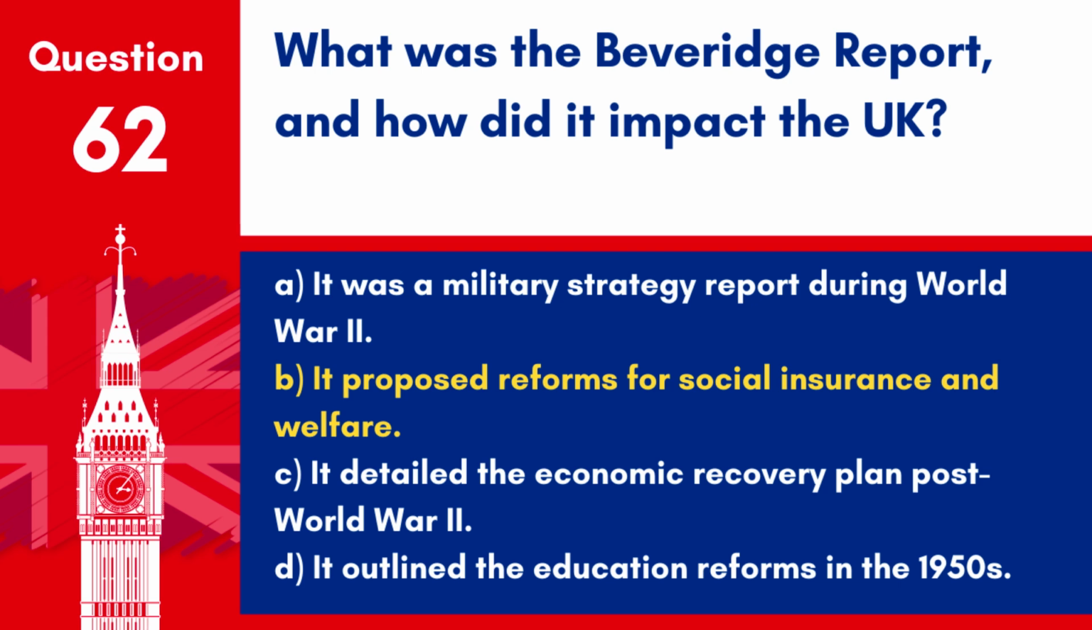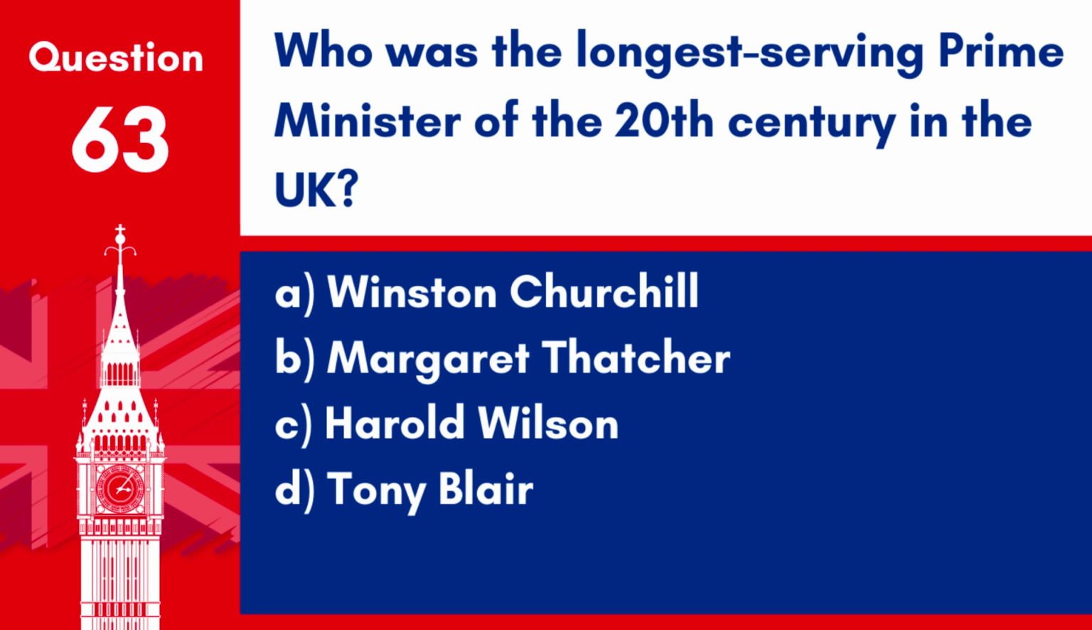Answer: B. It proposed reforms for social insurance and welfare. The Beveridge Report, published in 1942, outlined proposals for a comprehensive welfare state with social insurance, healthcare and pensions, which led to the establishment of the welfare state in the UK. Question 63. Who was the longest-serving Prime Minister of the 20th century in the UK?